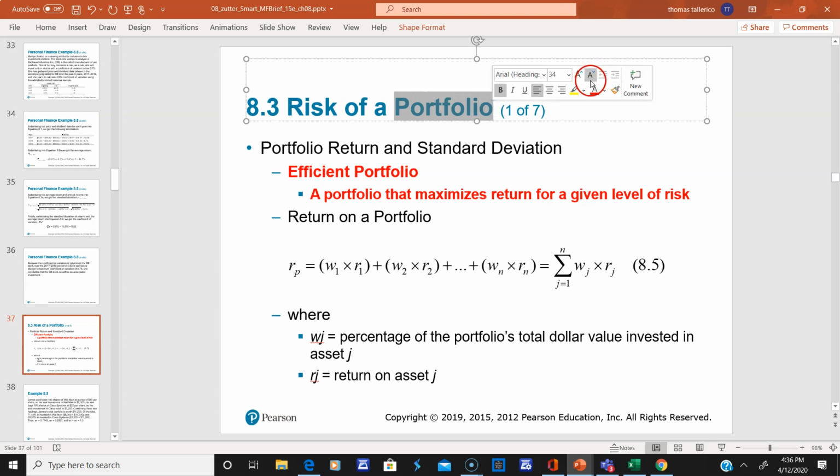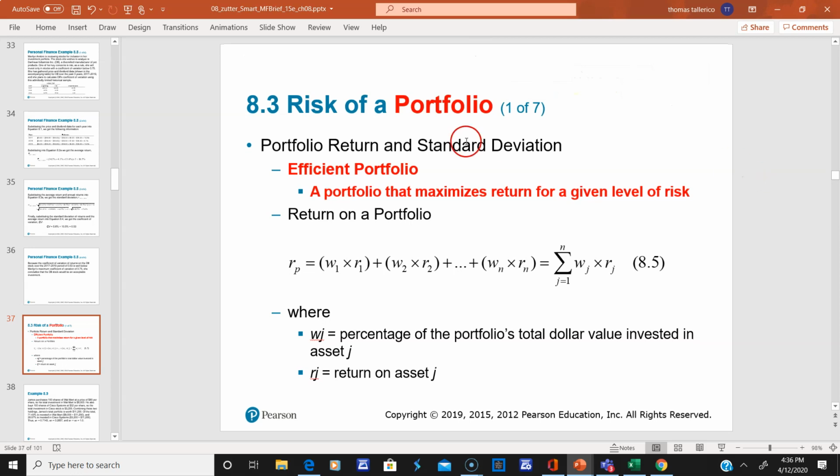Remember I showed you mine? We had a portfolio, right? So what's the return on a portfolio? It's the weight of a part of the stock you have times its return plus the weight of the second stock, and so on. So you take the percentage weight of each, and you multiply it by the return, okay?